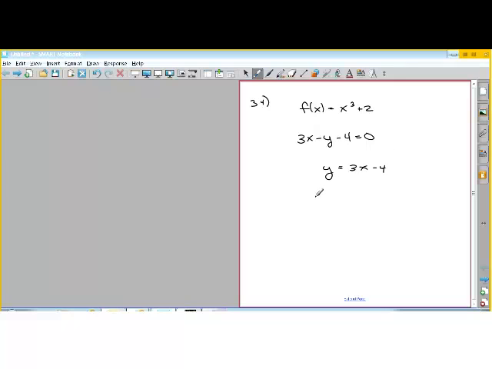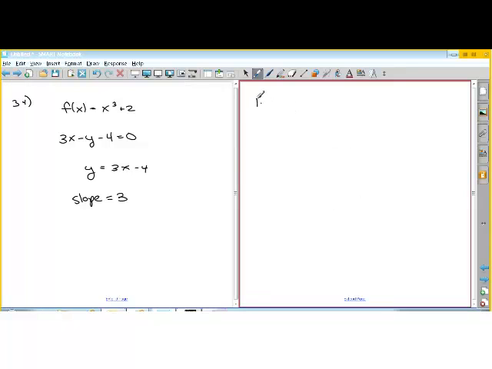So the slope of this line is equal to 3, and so we want the slope of the tangent line to this curve to also be 3. So what we'll do is we'll set the derivative equal to 3, solve for x, and then see what it is. So we're going to, again, use the limit definition at this point.